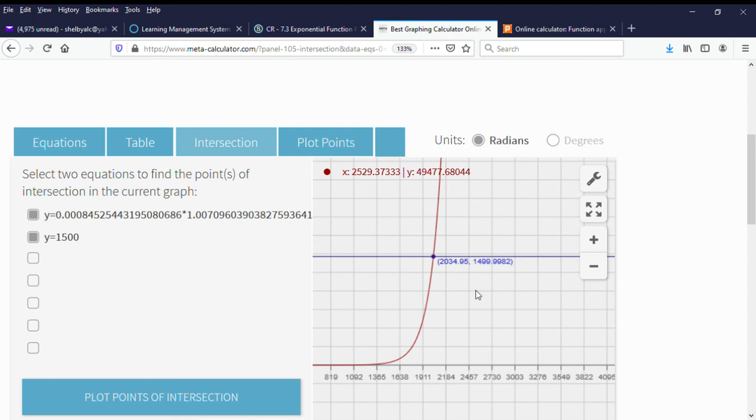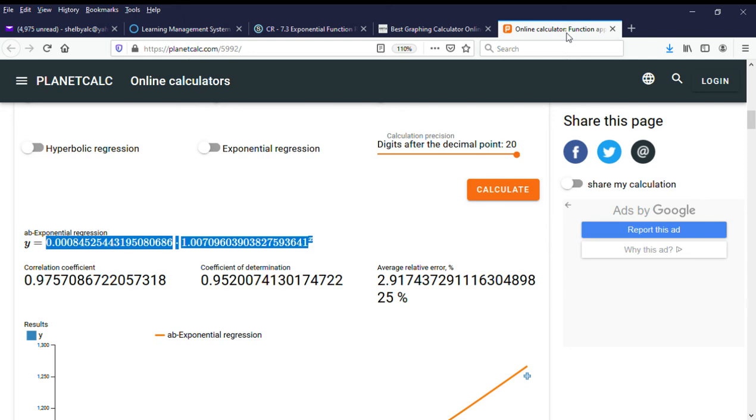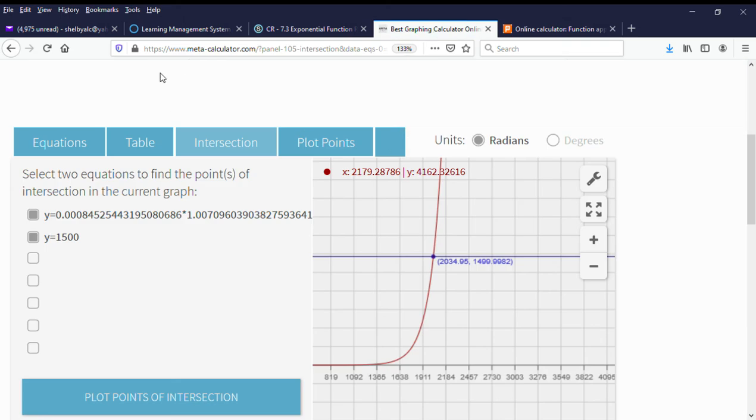So that's your regression. We do the regression itself using PlanetCalc to find the formula or the function, and then we use our Meta Calculator in order to extrapolate different features of the function. Good luck.